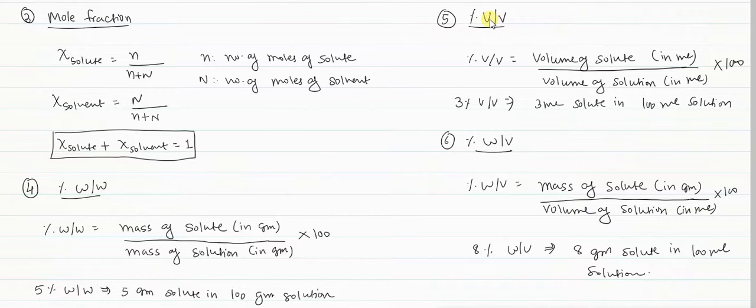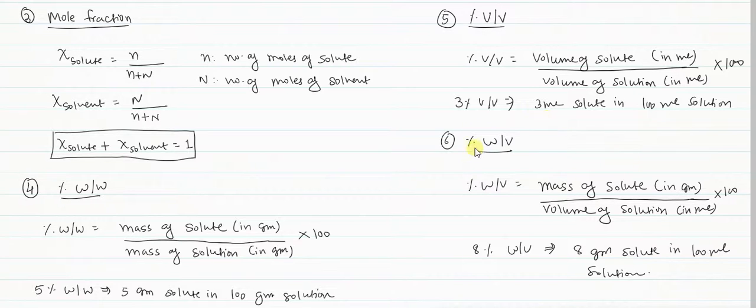Similarly, you can define percentage V by V when normally solute and solvent are both liquids. In this type of solutions, it is preferred to describe percentage V by V rather than percentage W by W. So it is defined as volume of solute upon volume of solution. Again, in this case also I have written both numerator and denominator in ml. They could both be in liters or any other unit, but both of them have to be similar, and just multiply that by 100. Again, what it means is, if you have a solution which is 3% V by V, it means that there is 3 ml solute present in 100 ml solution.